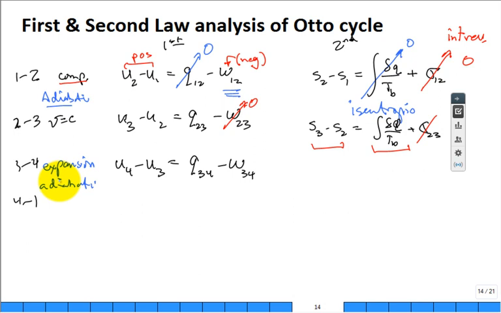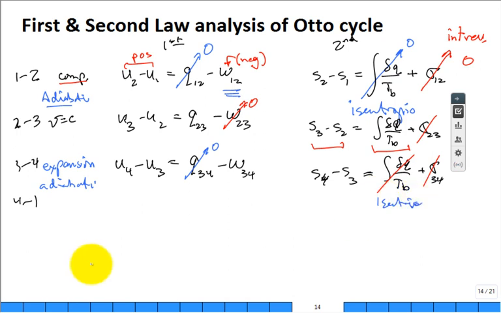All right, so this is 0 because it's adiabatic. We do the second law analysis for the process 3 to 4. So we get S4 minus S3 is equal to the integral del Q over T_B plus sigma 3 to 4. Now it's internally reversible. It's adiabatic. Hence, we conclude that it is isentropic. So that'll allow us to come back and make further calculations quantitatively for these works and energies.